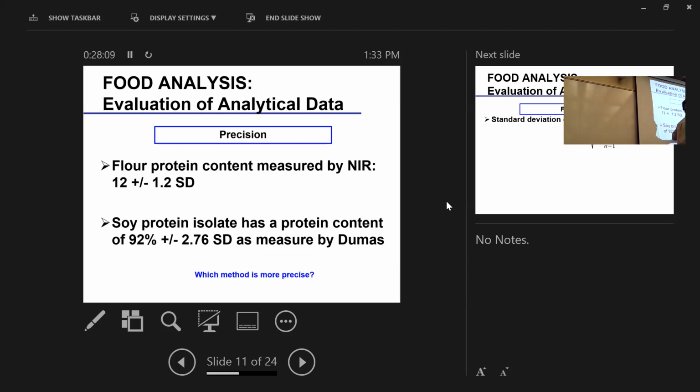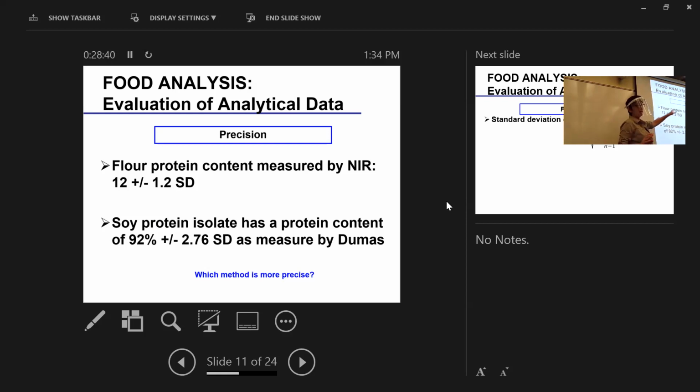The second one has a lower CV. So the CV, or the coefficient of variation, is basically your standard deviation divided by the mean multiplied by 100. If we do that, we get about 3% coefficient of variation. If I take the standard deviation here and divide it by the mean, I get about 10% coefficient of variation. So DUMAS is more precise in this case than NIR.